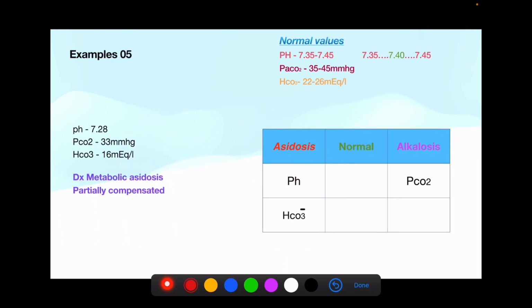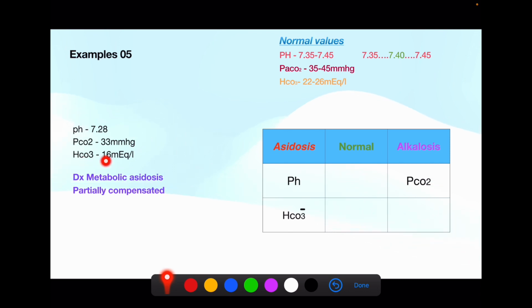Right. We'll go for another example quickly. This one has pH 7.28, PCO2 33 and bicarbonate 16. Now we are going to put these values into our columns. Since our pH is 7.28, it belongs to the acidosis column. Then your PCO2 of 33 is less than its lower limit of 35. When you are losing more carbon dioxide, it causes alkalosis. That's why your PCO2 belongs to the alkalosis column.